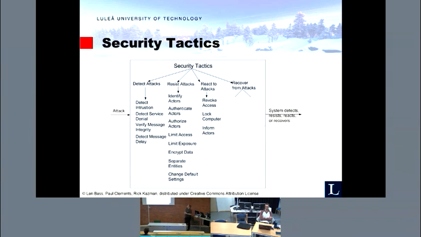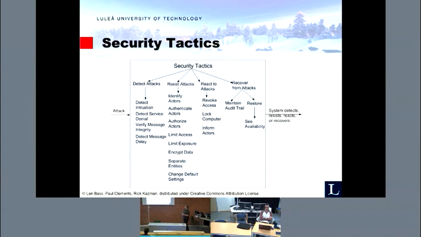Okay, to react, I'm just going to cover these because it's fairly easy. Kick them out, revoke access, we covered that one. Lock the computer, turn it off, inform people that a security breach has happened, make sure that they can take the necessary steps.